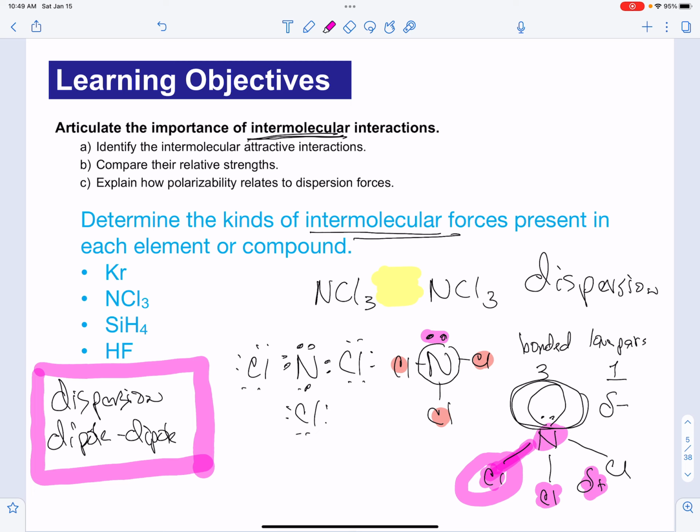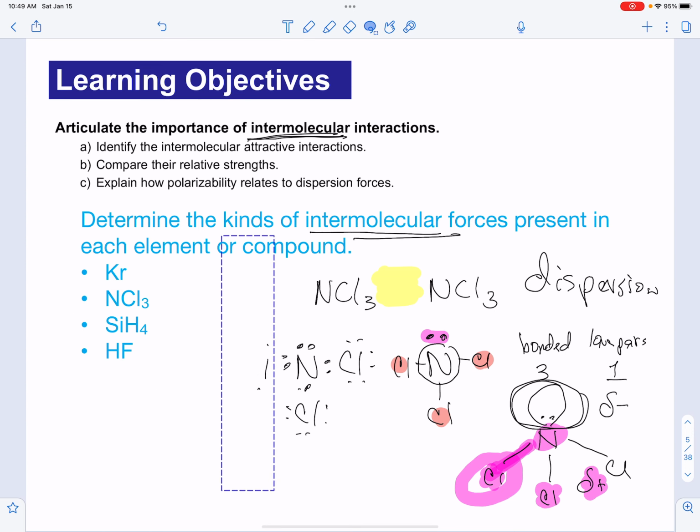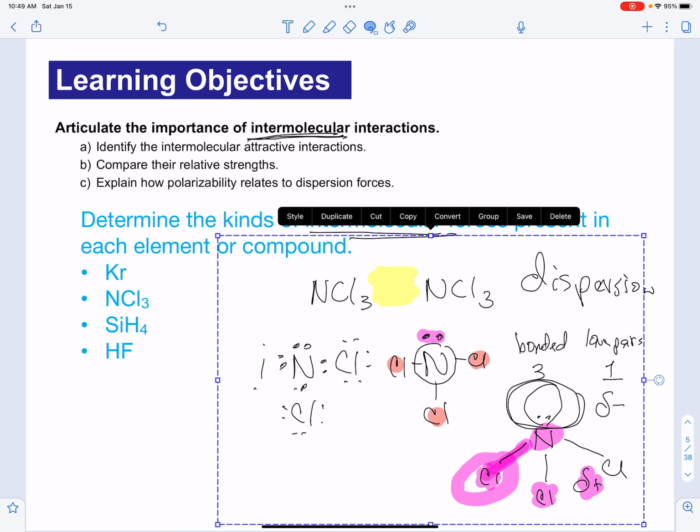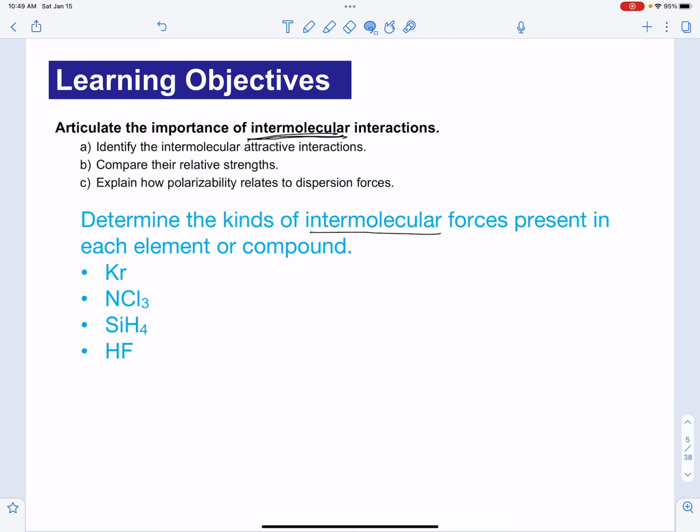What about silicon tetrahydride? Silicon tetrahydride is a molecule. So we're talking about the interaction between one silicon tetrahydride with another silicon tetrahydride. So what intermolecular force are we going to have attracting them together? It contains electrons, so no doubt about it. It's going to have dispersion.